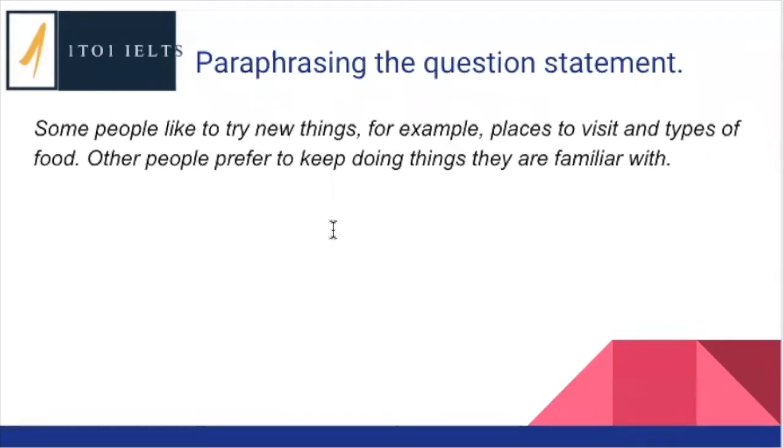So rather than talking about some people like to try new things first, we can talk about some people prefer to do things they're familiar with first, and then put the other one afterwards. So that's a really easy way of switching it around. How many sentences do we have at the moment? 2. Could we change that? Could we change that grammatical structure? So at the moment, we have what we would call 2 simple sentences.